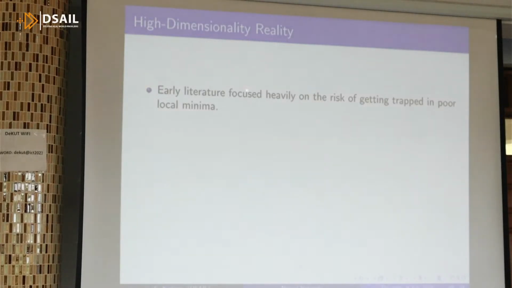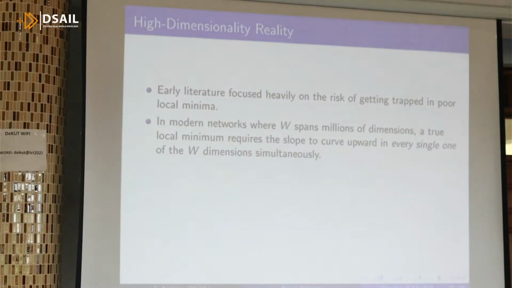In the past, early literature on machine learning was really focusing on whether we are getting trapped in a poor local minimum. But in modern networks, where your weight matrix is spanning millions of dimensions, a true local minimum requires the slope to curve upward in every single one of the W dimensions simultaneously. And the probability of that is extremely low.